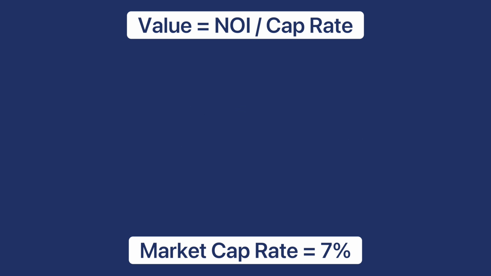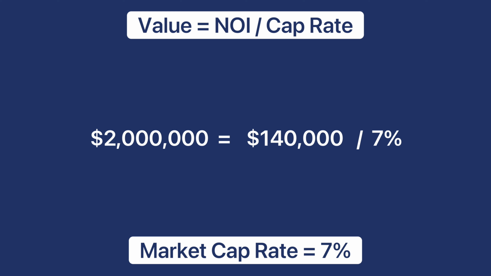For example, let's take a property that's producing $140,000 in NOI, and similar properties in the area trading at a 7% cap rate. If you take the NOI and divide it by that 7% cap rate, you're going to get a valuation of $2 million.